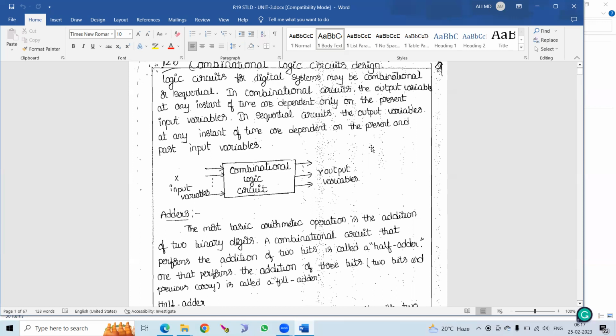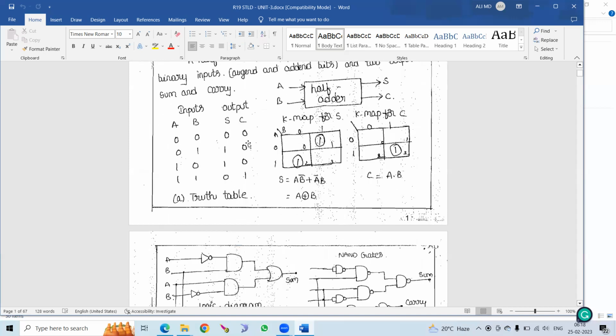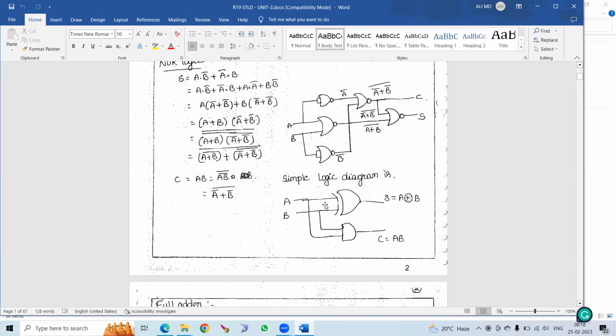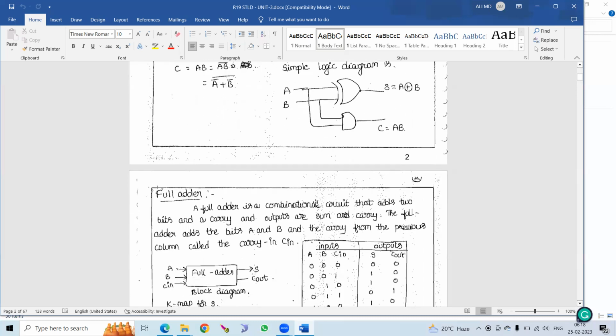In a counter, I can count by using the previous bit only. If you go for the third bit, it depends on the second bit: 1, 2, 3, and so on. So counters are sequential circuits whose output depends not only on the present input but also on the previous output. In the half adder, the sum and the carry are the outputs here.